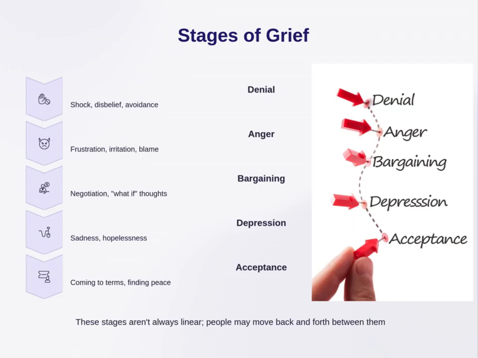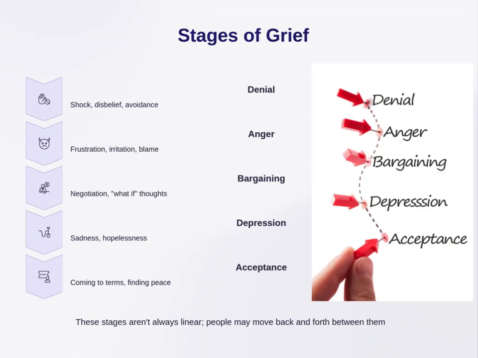So the stages typically go DABDA. That's what we always say, DABDA. Denial, anger, bargaining, depression, acceptance. Denial is typically the initial response: shock, disbelief, avoiding it. Anger, which is frustration, blame. Bargaining is typically those what if thoughts. What if I did this, or what if I had done that? Trying to negotiate. Depression, profound sadness, hopelessness. And then acceptance, coming to terms and finding peace with whatever this grief process is.